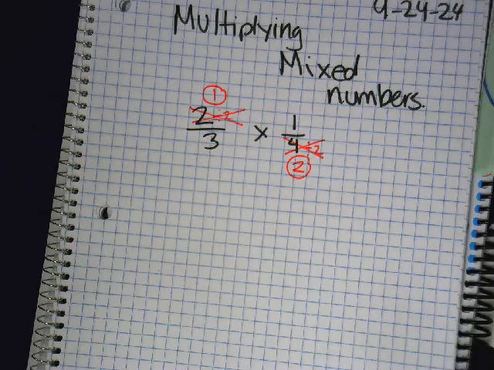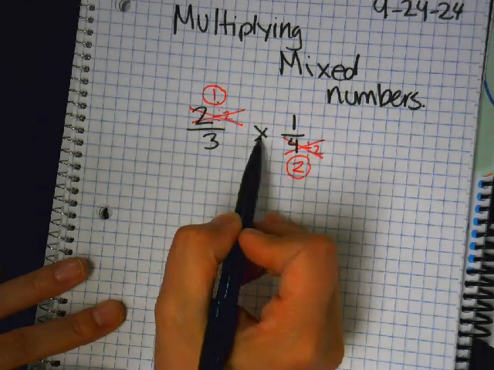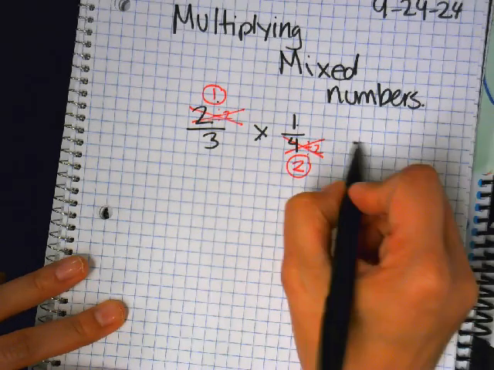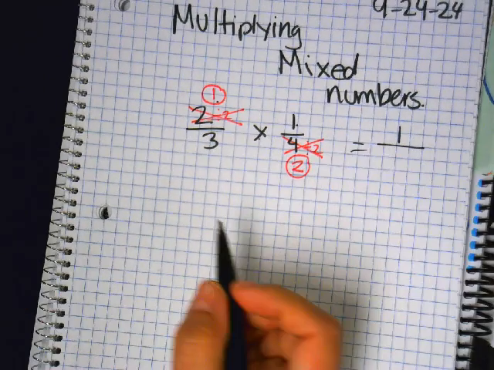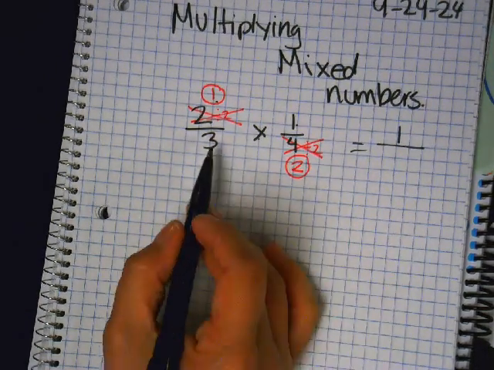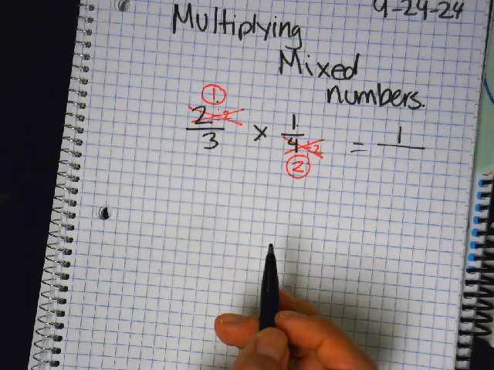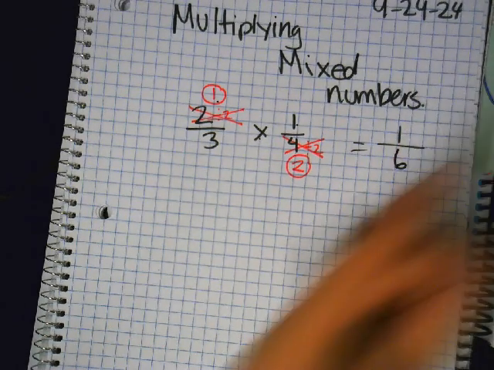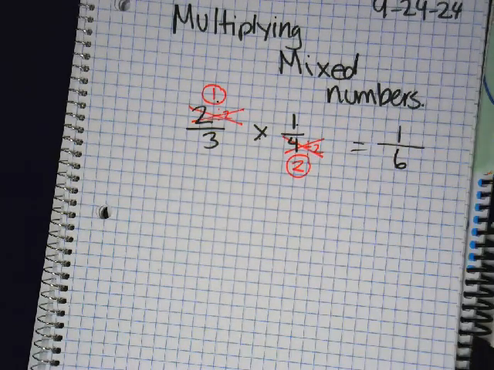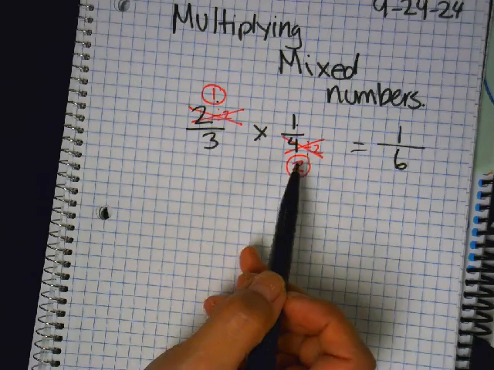Now that we simplified everything, we multiply straight across. What's 1 times 1? 1. Yeah, it's 1. It's 2. 3 times 2. 6. And we're done. So once you simplify, you're done.